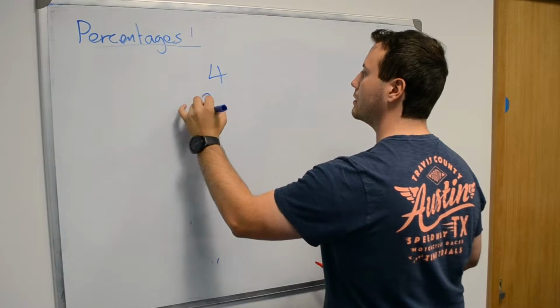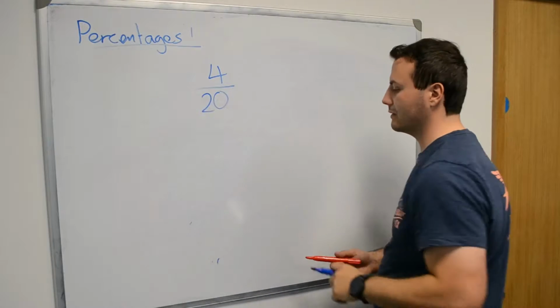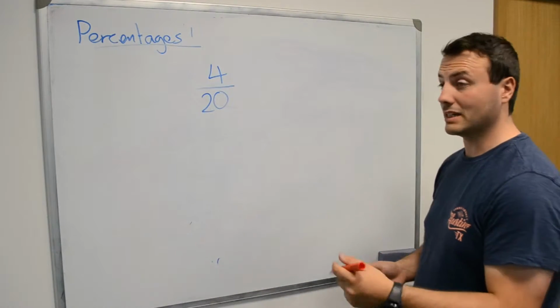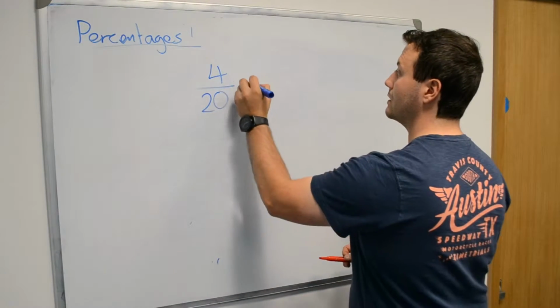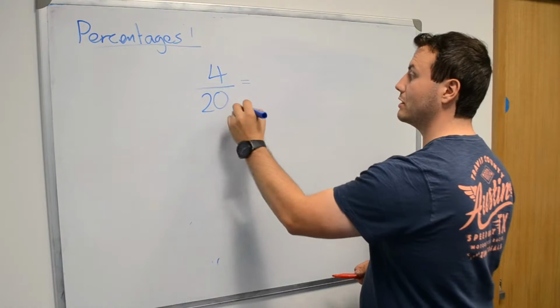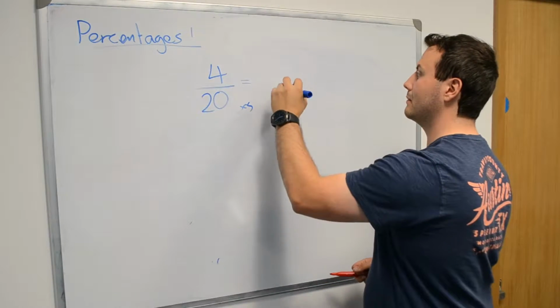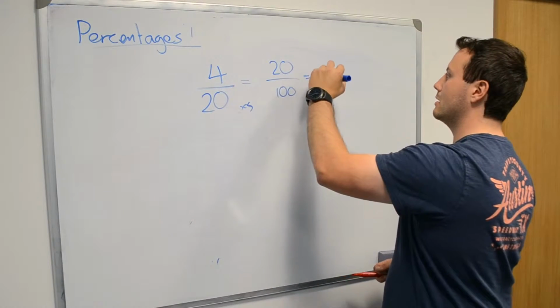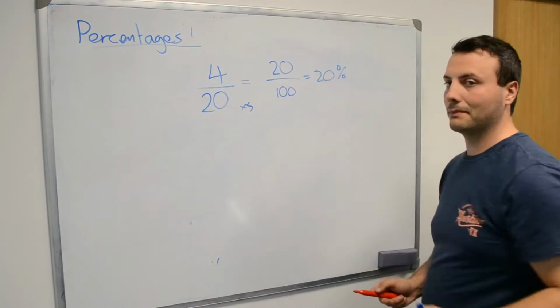For 4/20, yes. So I just want to pause the video and give that one a shot. Okay, so for the answer to that one, this is a nice easy one, and it goes in one step. So 20 fits into 100 by multiplying by 5. 4 times 5 is 20, which is 20%.